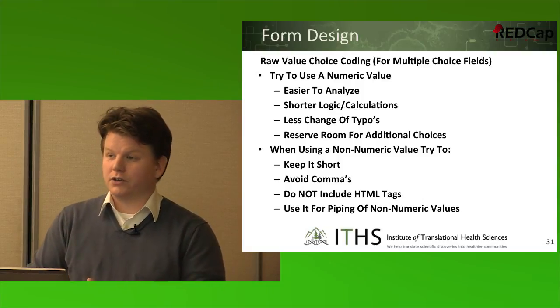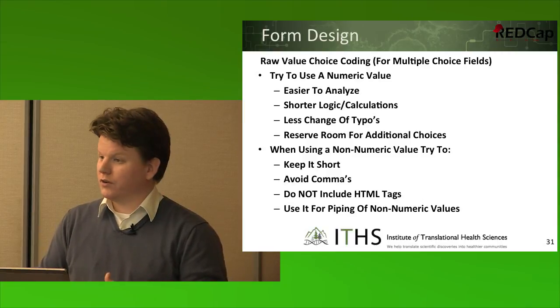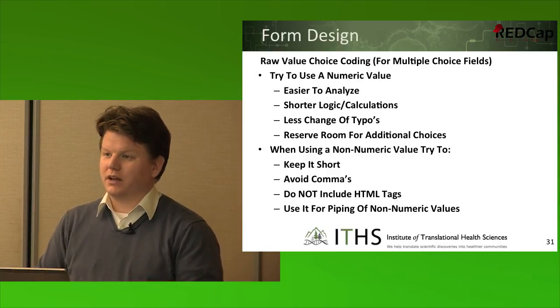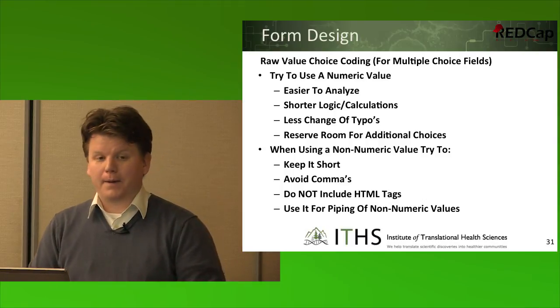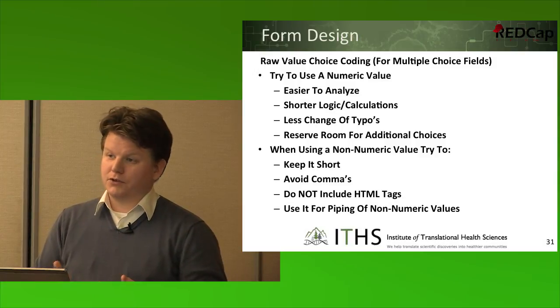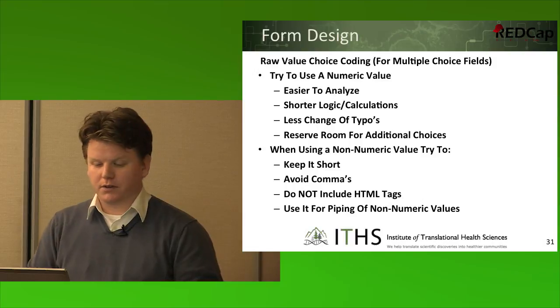So what I usually do, when I have the outliers, the I don't knows or not applicables, is code them with a significantly higher number, for instance 99 or 98, which is the statistical convention. This way you reserve room for additional choices if they become relevant down the road.